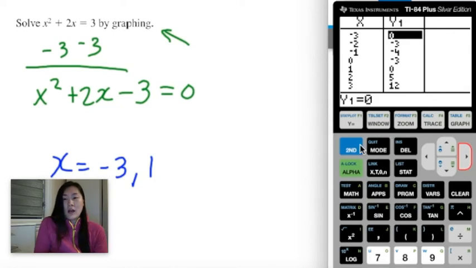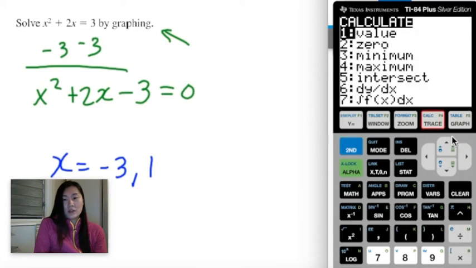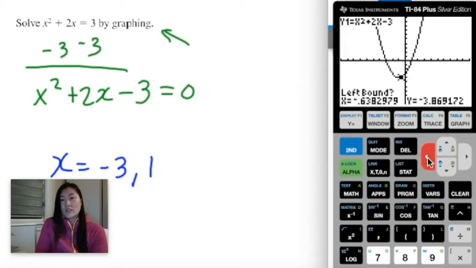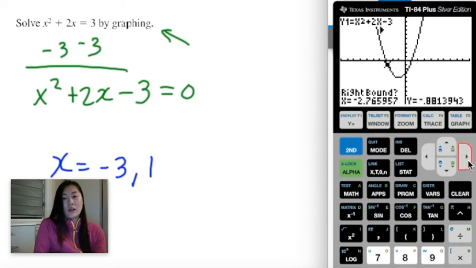Let's talk about how to use the calc option. We're going to press second calc and go to 0, number 2. 0 means you're going to find zeros of the function, which is the root. It's going to ask you the left bound. Left bound always means your x value is always less first. So it's the smaller x value, then it's going to ask for the right bound. So hit enter, go to the right bound, enter, and then we're going to guess enter.